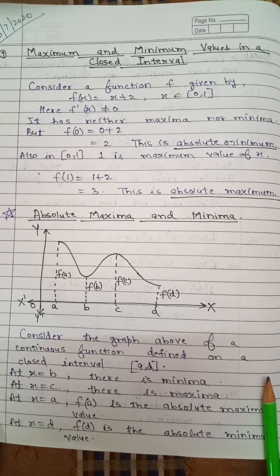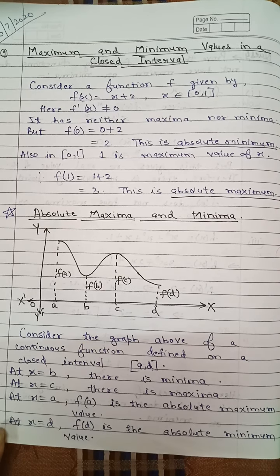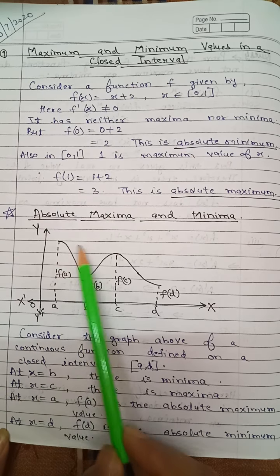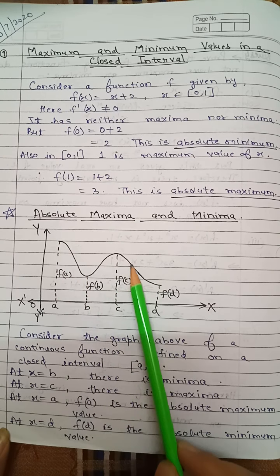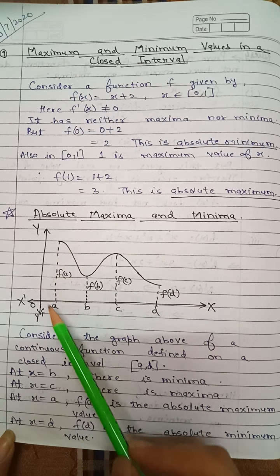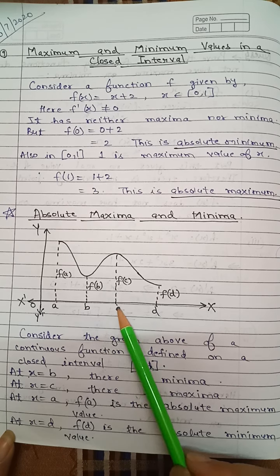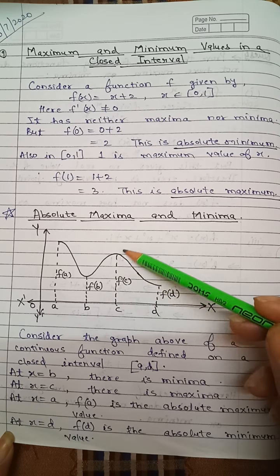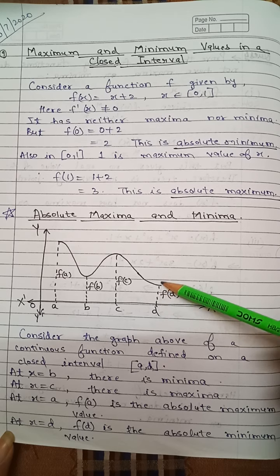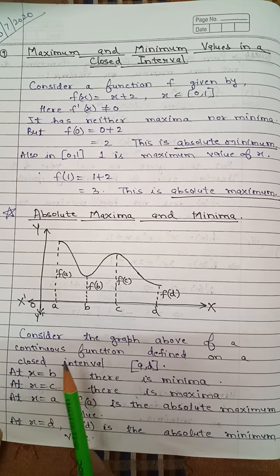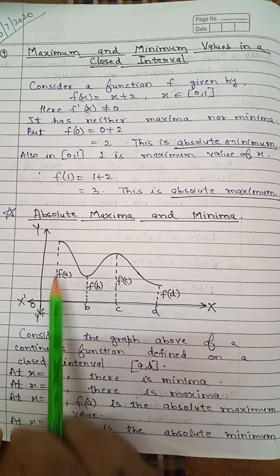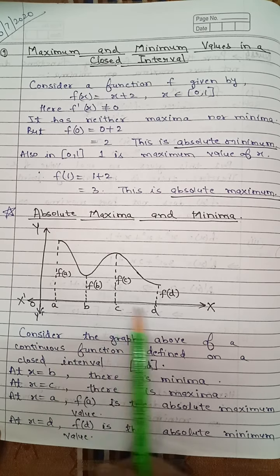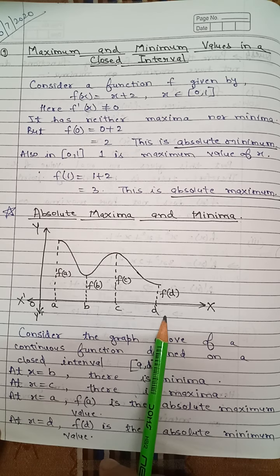So let us understand the topic by just seeing this graph first. See, this is the graph where this is being shown in the form of a wave. These are 4 points A, B, C and D, and these are the values of those points of the given function. Consider the graph above. This is a continuous function defined on a closed interval from A to D.